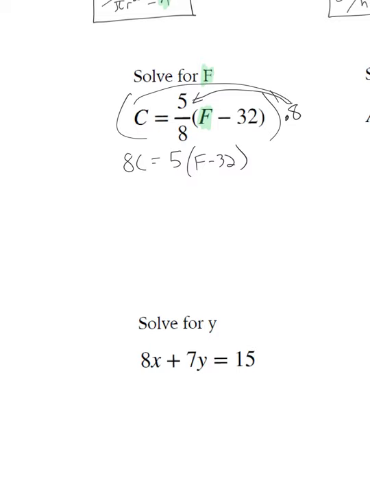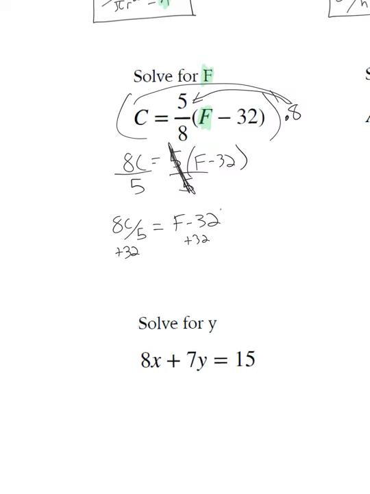that has been multiplied times that expression. To cancel the 5 out, we would divide. So always use your opposite operations. The 5 multiplied by 5 divided by 5 on the right hand side cancel each other out. On the left hand side, we're left with 8c over 5 equals f minus 32. And the final step to get f by itself would be to cancel the 32 by adding it to both sides.